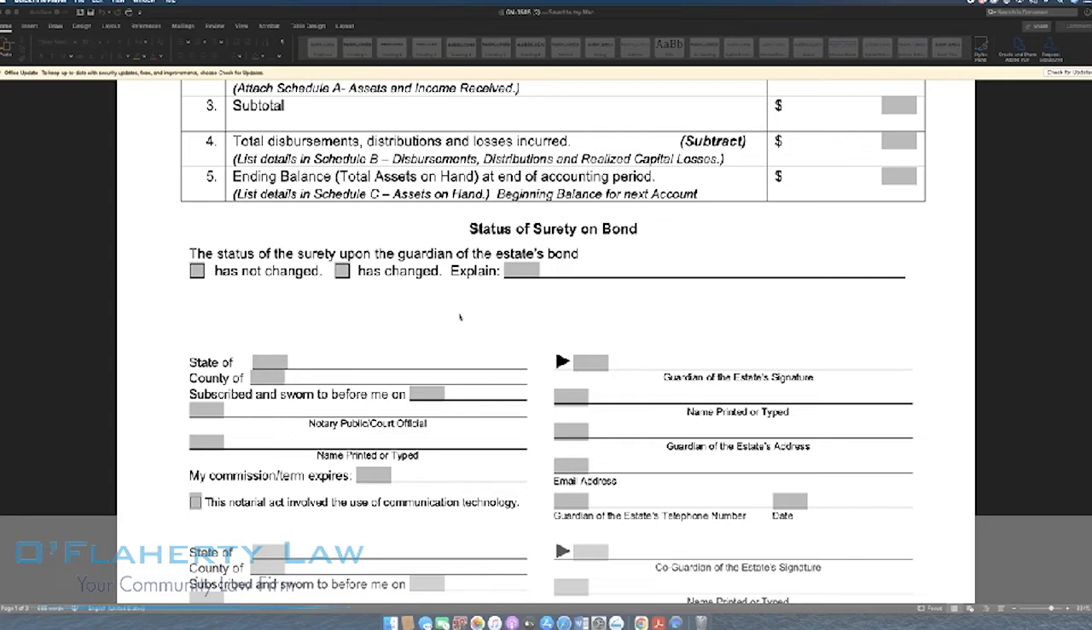You can attach as many pieces of paper as you want to this form, but the Wisconsin court system does not want you altering this form in any way. So what you do is you just put it on a separate sheet of paper. You can attach it, you can supplement the form.